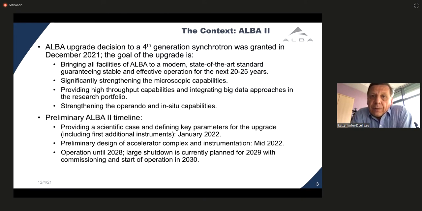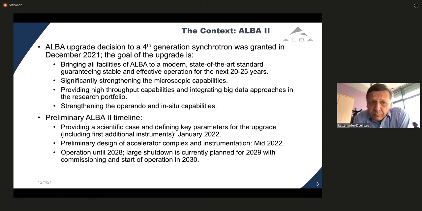So now more on ALBA II. The upgrade decision for ALBA II was taken by the funding agencies in December 21. So this was a very fast process. And the goals of this upgrade are fourfold. Number one, we want to bring all the systems we have in ALBA to a state of the art so that they can operate highly productively for about 20 to 25 years.